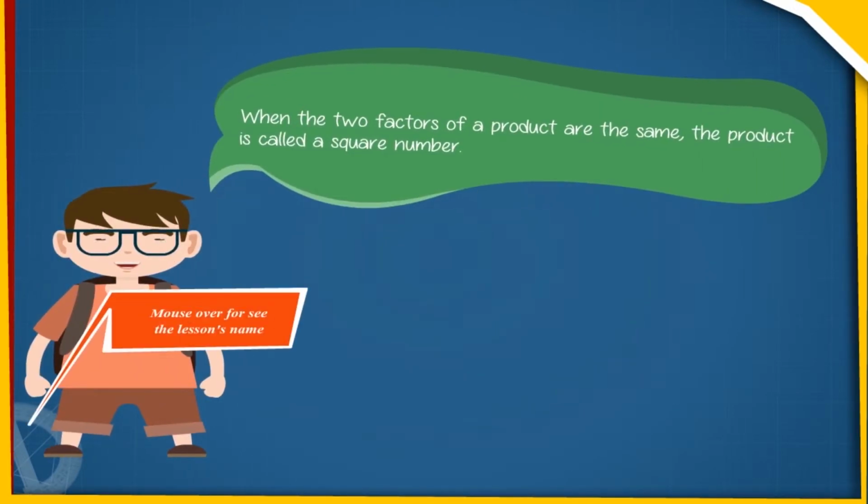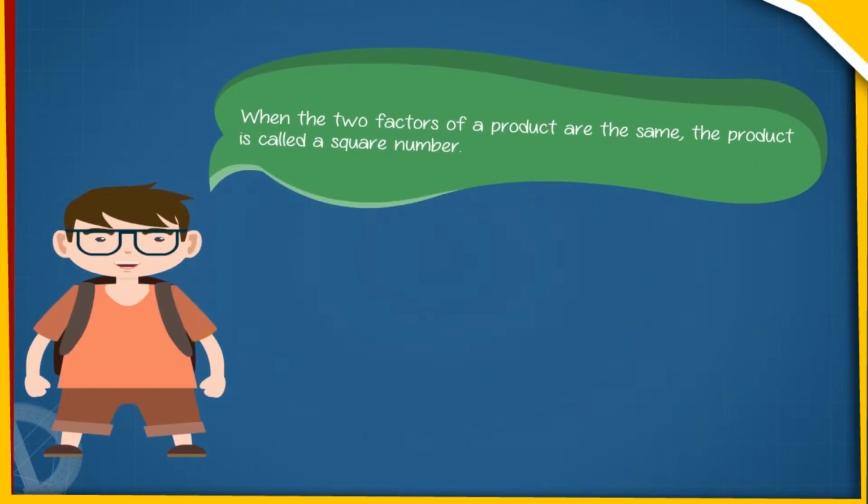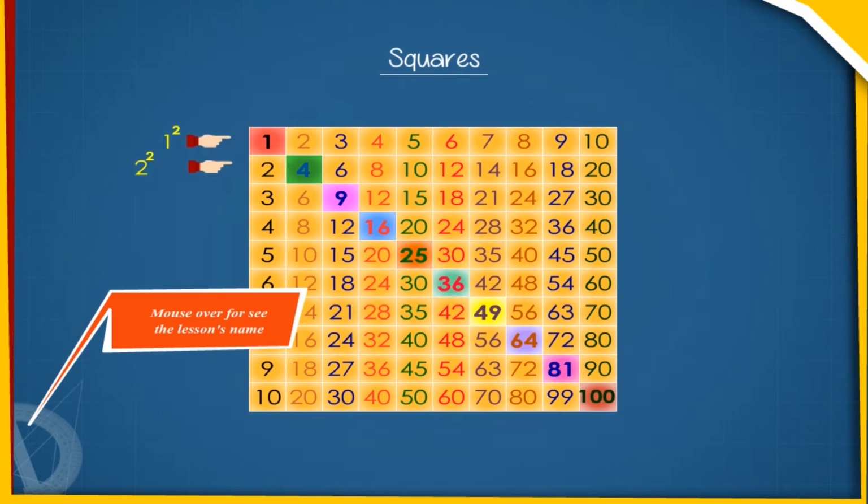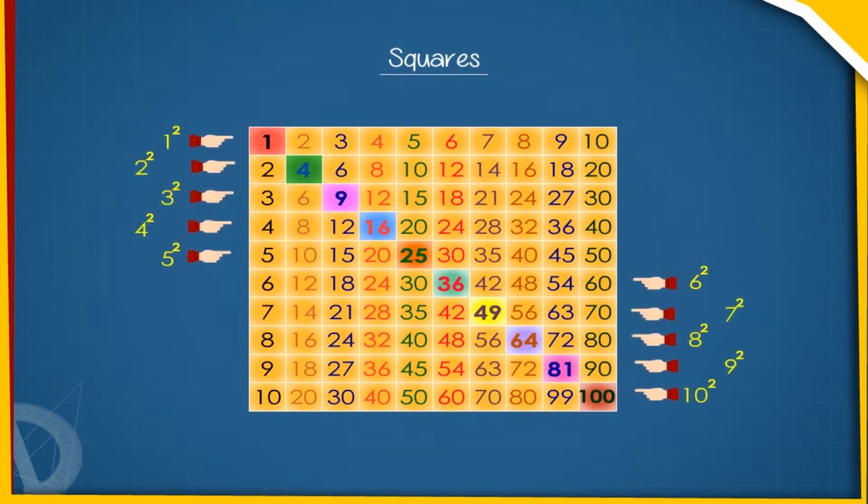When the two factors of a product are the same, the product is called a square number. For example, 9 is a square number since it can be written as 3 into 3. So, 1, 4, 9, 16 and so on are square numbers. Squares. In mathematics, a square number, sometimes called a perfect square, is an integer that can be written as the square of some other integer. In other words, it is the product of an integer with the same integer.